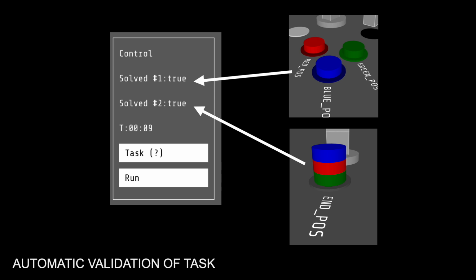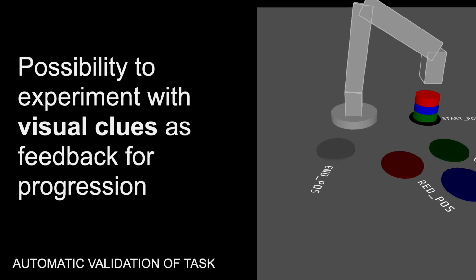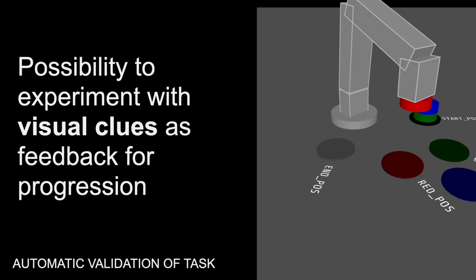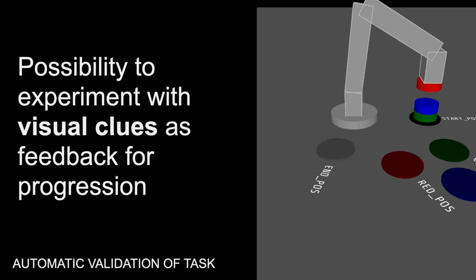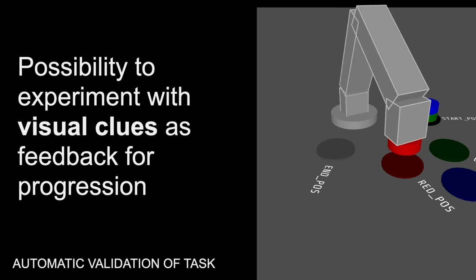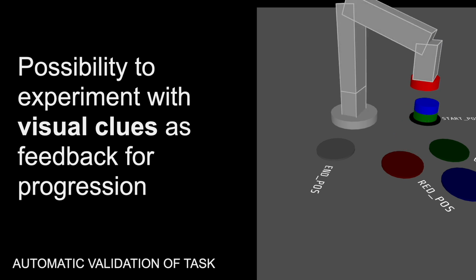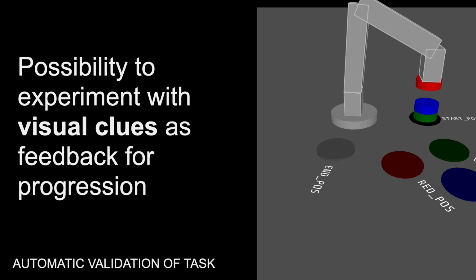Because the system is integrated and we have full control of everything, we can also start to do new things, like we can give feedback to the user of when they have actually solved the tasks, and we can also log how long time it takes for them to solve each of the tasks. We can also give visual clues as feedback for progression. So here's an example of indicating that it is correct to put the red piece on the red position with a little white line around it.